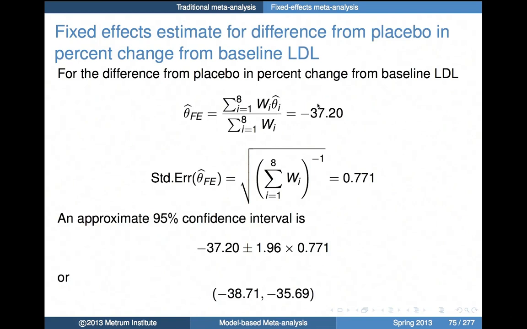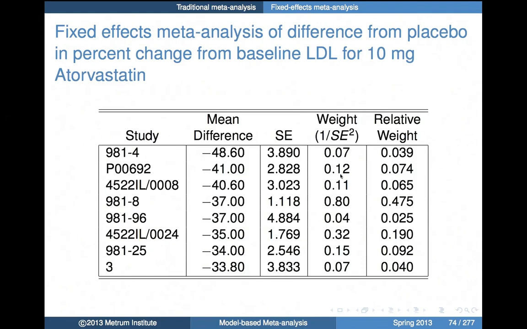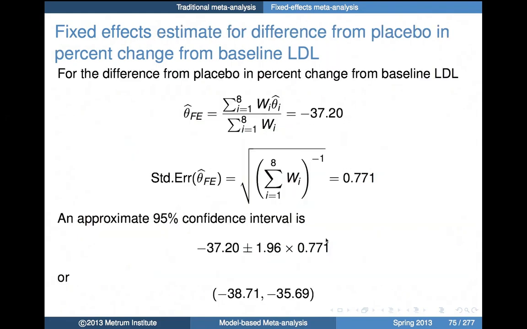And to get our standard error estimate, we would say that the standard error of that fixed effects estimate is the square root of 1 over the sum of the weights. If we plug in these weights here in the second to last column, add those up, and take the inverse square root of that, we see that the standard error is 0.771. So putting those two things together, we can get an approximate confidence interval using a normal approximation, or a Wald confidence interval, of minus 38.7% to minus 35.7%.